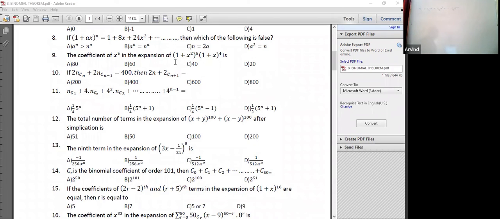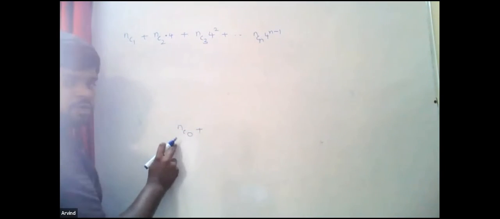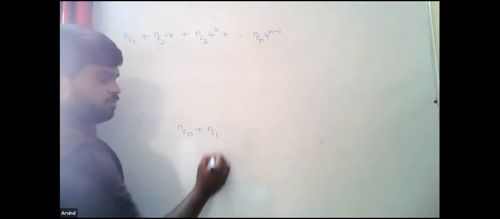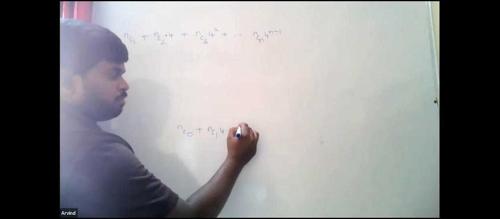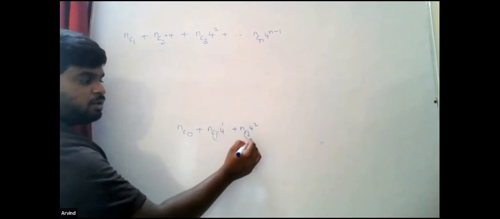See, what you have to do, always try to do is get it in the standard form. Okay, standard form is like this. nC0 always started from nC0. Next nC1 4 plus nC2 4 square. See here, whatever is in the denominator, the same power is there.